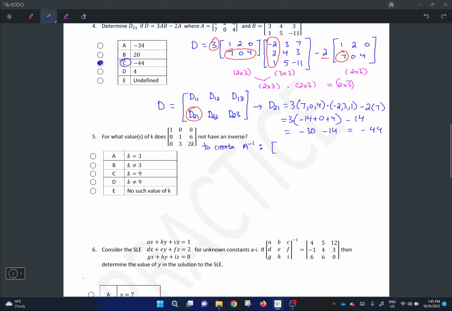here's the process. You put the original matrix A next to it, you put the identity matrix. So a 3 by 3, vertical line, 3 by 3. And then you row reduce the left-hand side to create the identity matrix on the left. And whatever gets created on the right is going to become the inverse matrix A inverse.